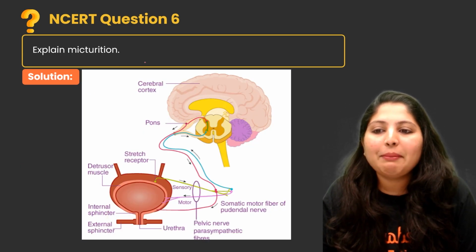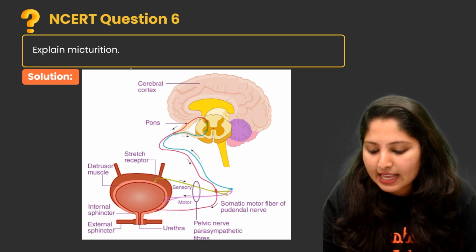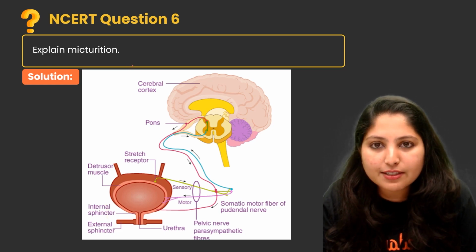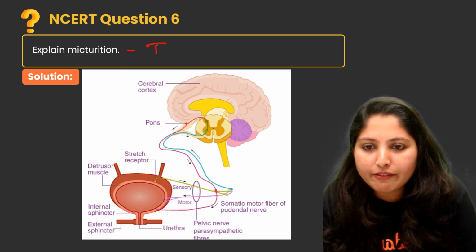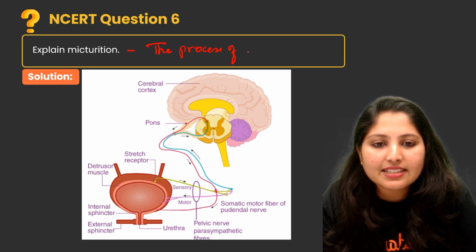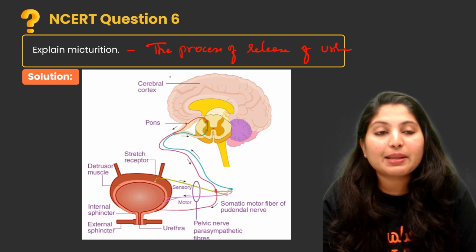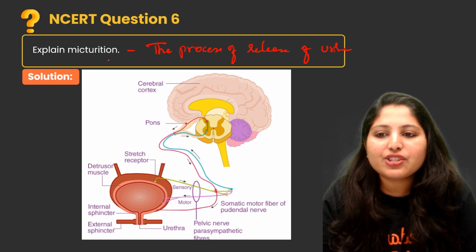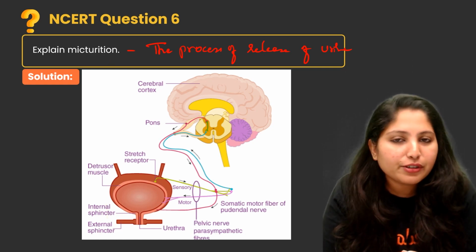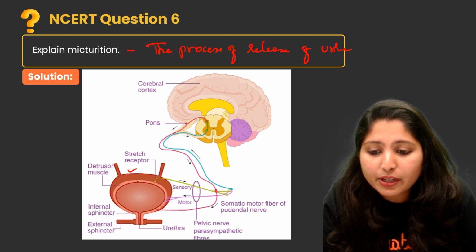Explain micturition. What do you mean by micturition? Micturition means the process of release of urine. The process of release of urine is known as micturition. This micturition is going to happen when the bladder, the urinary bladder. So this is the urinary bladder.